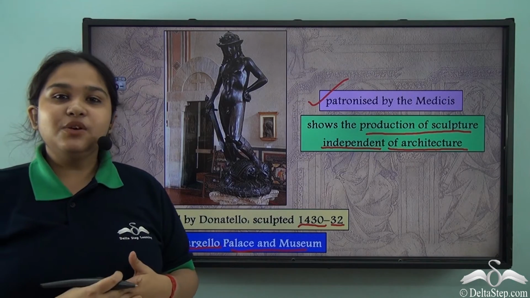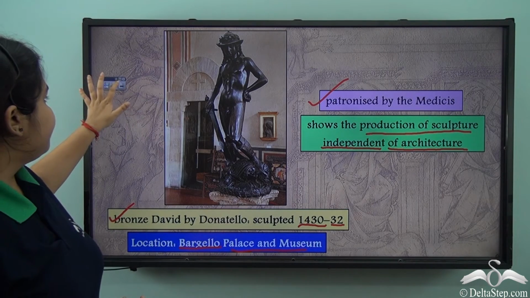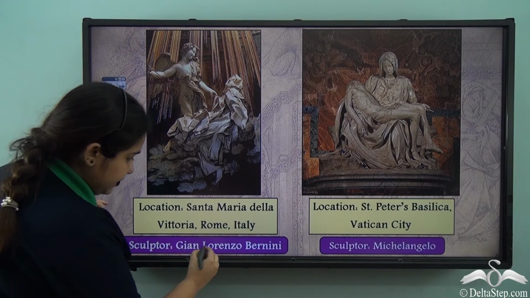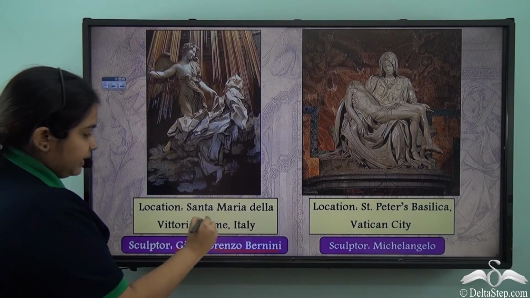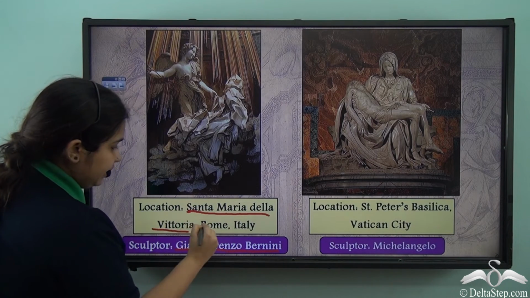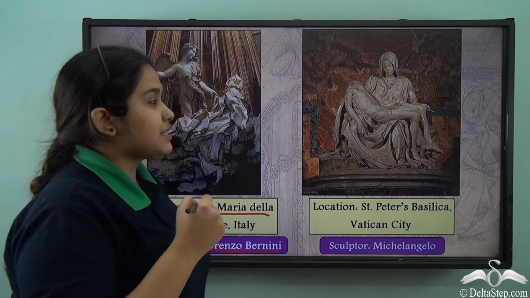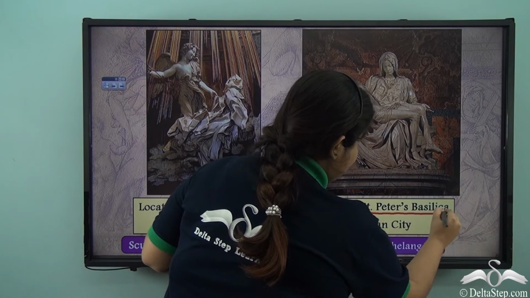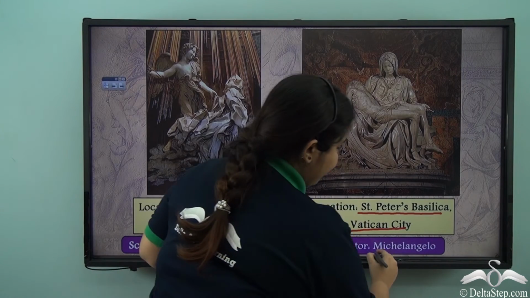So let's take a look at some more famous sculptures. So this one is by Gian Lorenzo Bernini. This is located in Santa Maria della Vittoria in Rome. And this, of course, is the famous sculpture of the Pieta, located in St. Peter's Basilica in Vatican City, and is sculpted by Michelangelo.